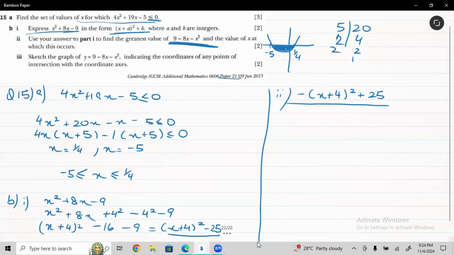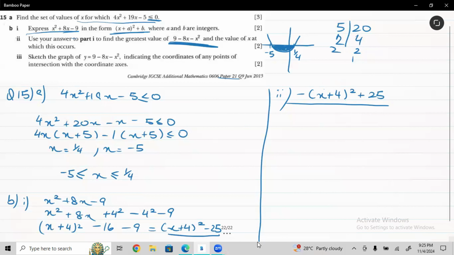Yeah. The greatest value for this equation can only occur when the answer for this (x plus 4) whole squared comes out at the lowest value. Why do I say it should come out at the lowest value? Well, because it's a negative. Whatever answer comes from (x plus 4) whole squared, it's going to be subtracted from 25. So if (x plus 4) whole squared is the minimum value we can get, it's going to give us the greatest value.